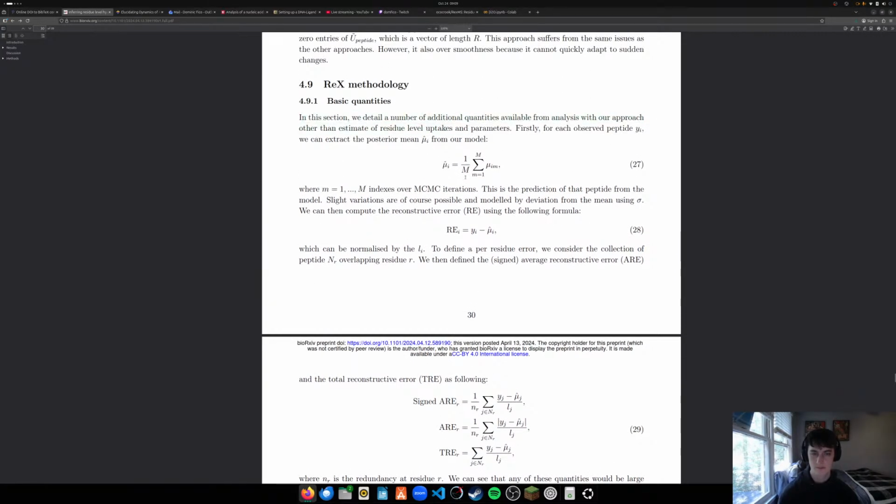I think it's this. Oh yeah. Firstly, for each peptide, we extract the posterior mean from our model. Okay, so M being indices over MC iterations. This is the prediction of the peptide from the model. Okay.